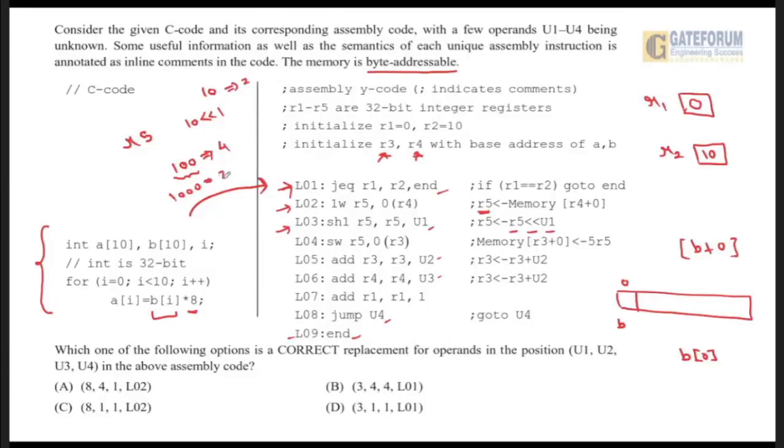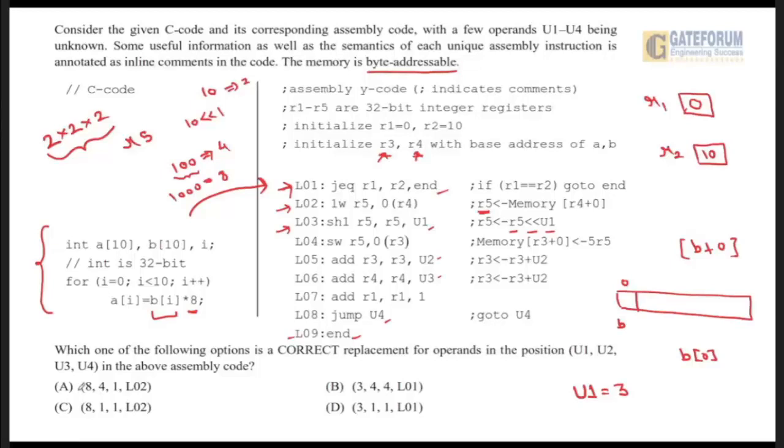1000. It means 8. Means whenever we perform the left shift operation 1 time, the value will be multiplied by 2. Again if you perform the left shift, again it will be multiplied by 2. Again if you perform the left shift, again it will be multiplied by 2. So if we have to multiply the value by 8, we have to perform the left shift 3 times. So that's why the U1 value will be equal to 3. It means R5 will be left shifted 3 times.